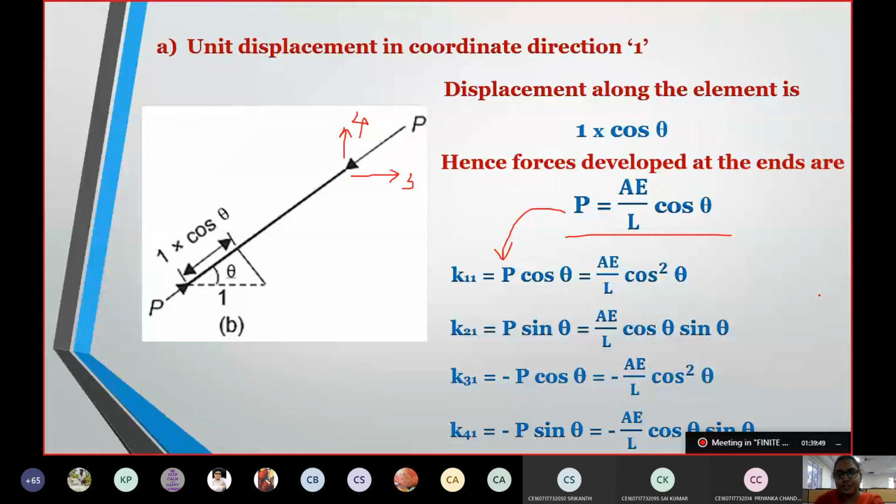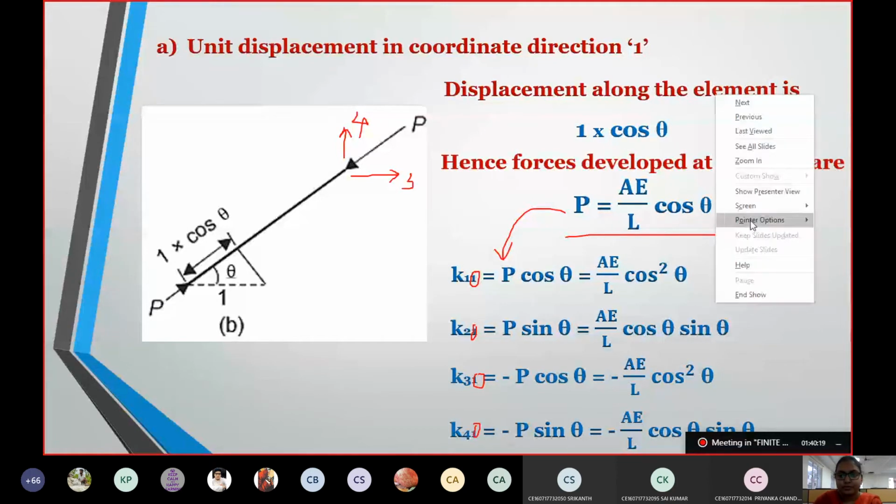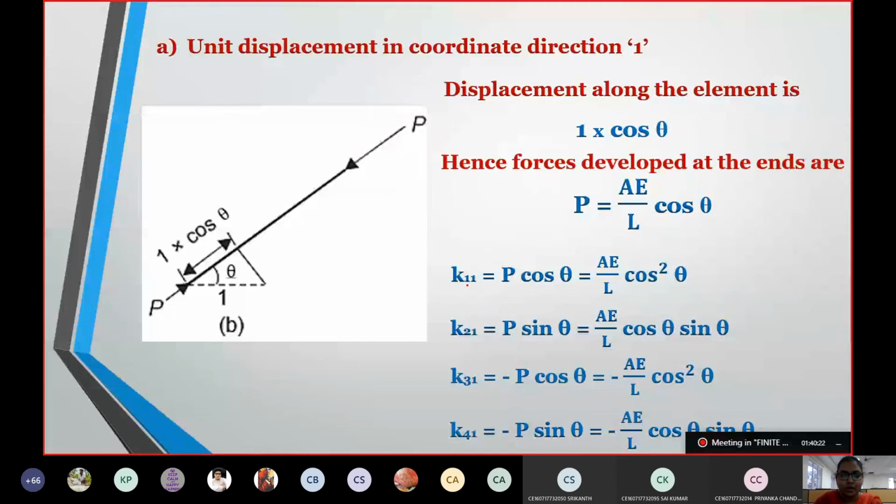That's why I asked you to draw the figure very much properly. At each coordinate you have two directions individually. All right. So we are going to get 4 stiffness matrix elements per coordinate. So I am applying at 1, so all the second subscripts are 1. When I'm applying at 1, I want at 1 directly P cos theta. I'm applying at 1, I want the force at 2. It is P sin theta.